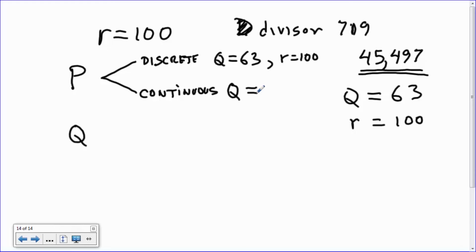But yet you have 100 cookies, so you're going to do that 100 times. So each kid is not only going to get 63 whole cookies, they're going to get 100 parts of a cookie that's been split up into 719 parts. And that's an exact answer.